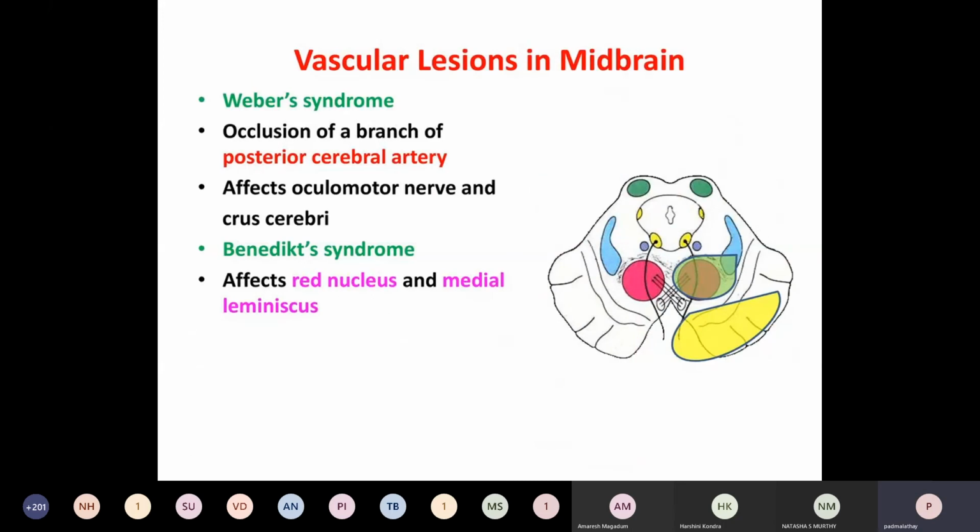So the vascular lesions of the midbrain include two syndromes. One is the Weber syndrome and the other one is Benedict's syndrome. Both the syndromes are caused because of the occlusion of the posterior cerebral artery. In Weber's syndrome, the oculomotor nerve and the crus cerebri are involved, whereas in Benedict's syndrome, the red nucleus and medial lemniscus are involved.